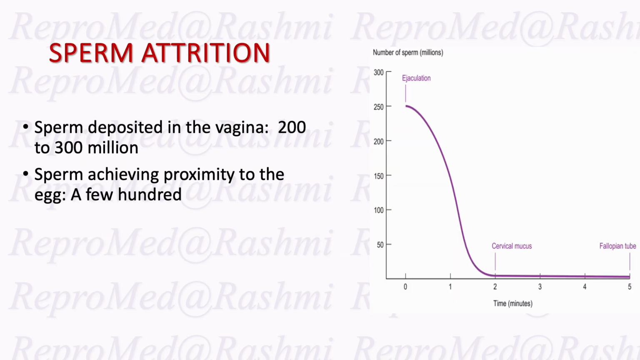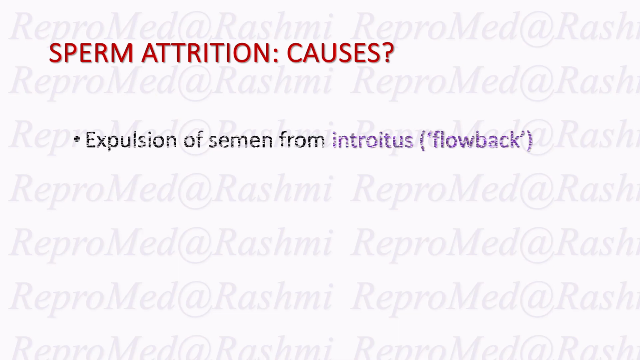We can see here the sperm attrition. Sperm deposited in the vagina number 200 to 300 million, while sperm achieving proximity to the egg are only a few hundred. Now what are the causes? First is expulsion of semen from the introitus, which we call flowback, which is normal even in normal women. It happens not only in infertility. Flowback is a very normal phenomenon.